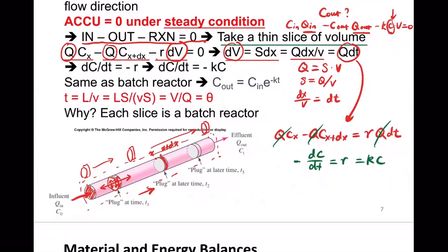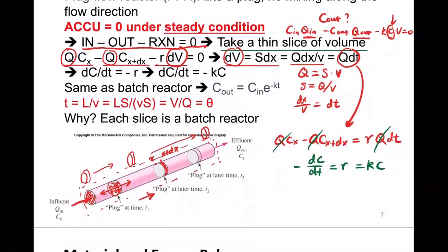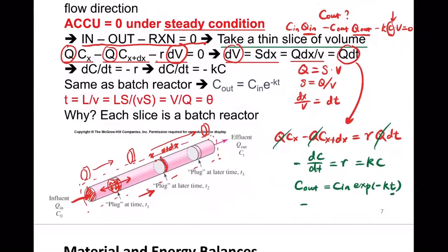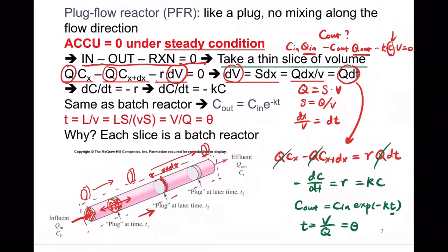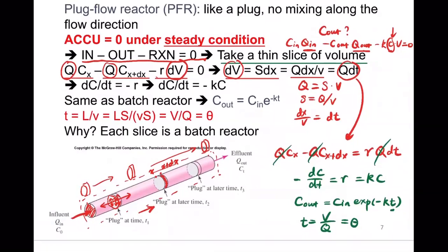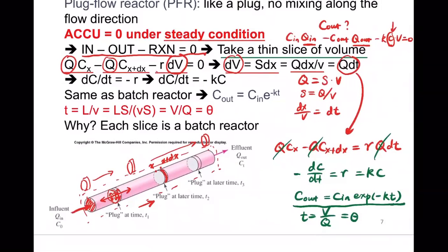This is basically the equation for a batch reactor, right? So the concentration at the outlet of this reactor is going to be the concentration at the inlet multiplied by e to the minus Kt. Further, we can solve for this t. t is going to be equal to V divided by Q, the same as the characteristic time that we defined for the CSTR. So you can see that the PFR, although it looks different compared to the CSTR, actually has the same performance as the batch reactor.